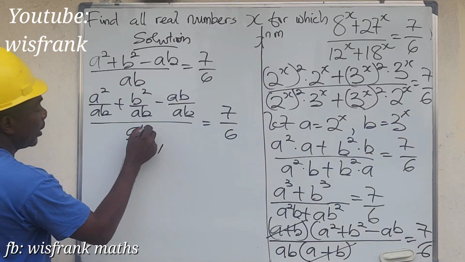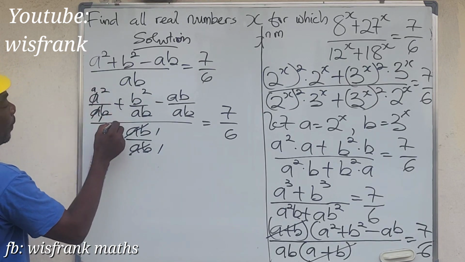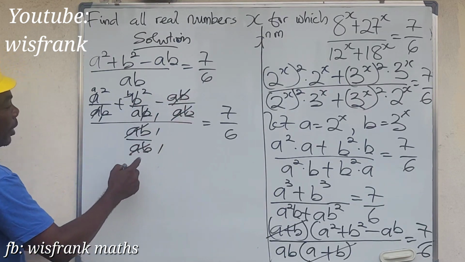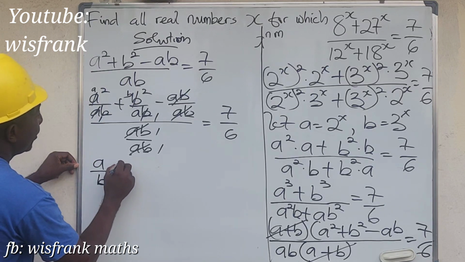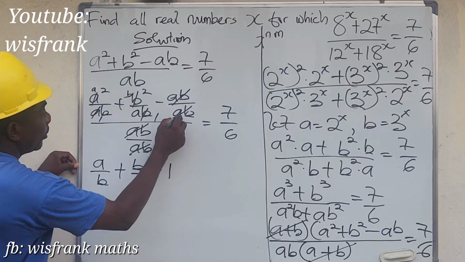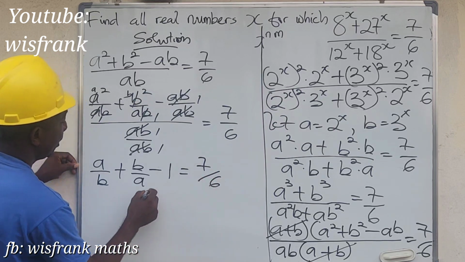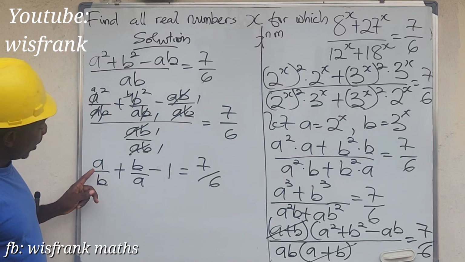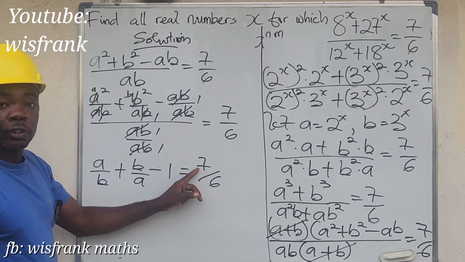Here, ab here cancels here, ab here cancels here. Here, a cancels here 1, a cancels here, remain a. B cancels here 1, b cancels here, remain b. This one cancels here and this one cancels here. We are now left with here remain a all over b plus here remain b all over a minus 1. This is 1 equals to 7 all over 6 because this is all over 1. So we can do away with 1. So now we have a all over b plus b all over a minus 1 equals to 7 all over 6.